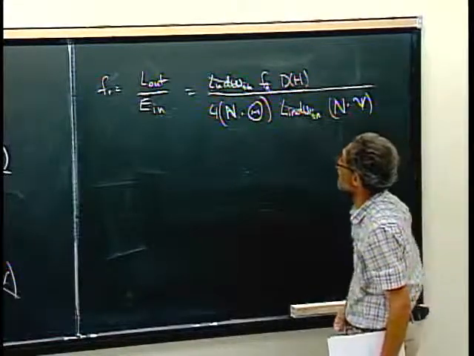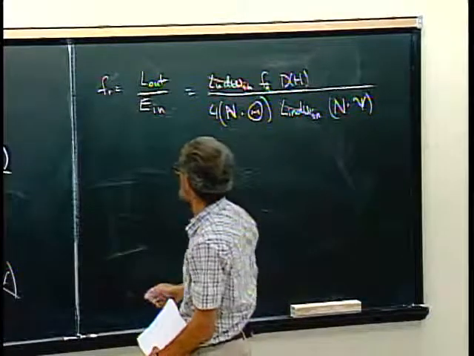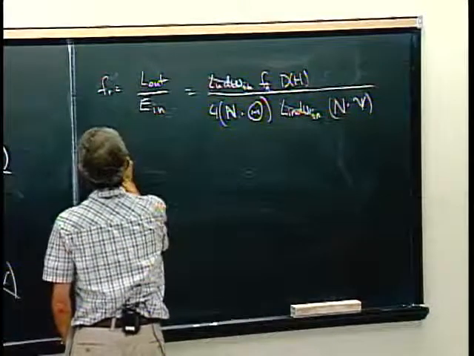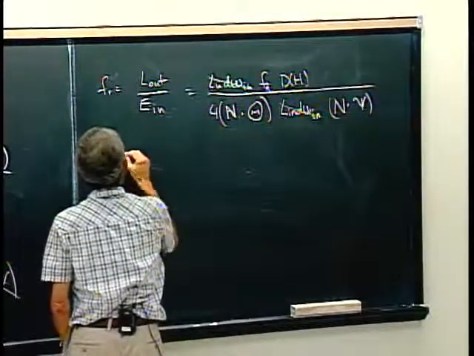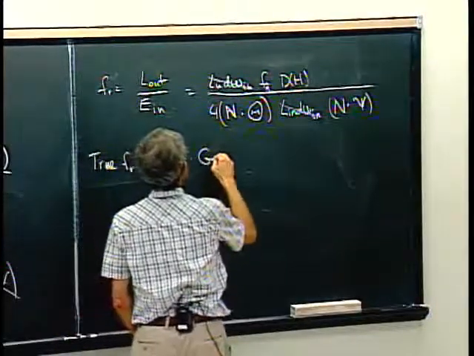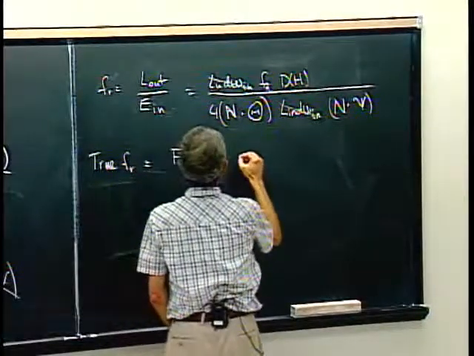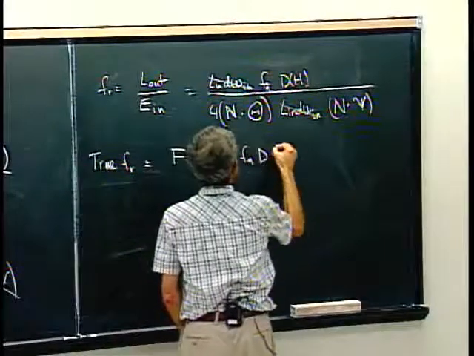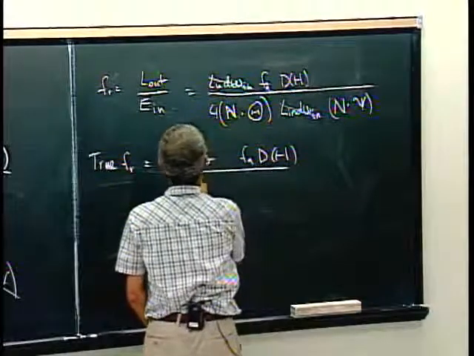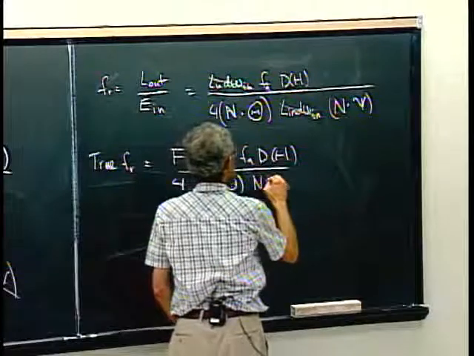So how does this compare to the other formula that I have way over in the beginning? Well, if I wanted to have the true FR from this formula, I'd still have to put that factor F in and the factor G in. And then I have this FA density of H over 4 n dot theta n dot psi.